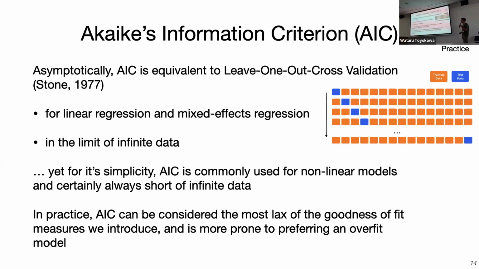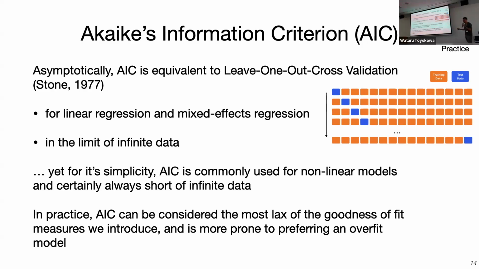But in practice, asymptotically, so at the limit of infinite samples, AIC is actually equivalent to leave-one-out cross-validation, right? And this is true for linear regression and mixed effects regression. So general linear regressions, okay? And this is in the limit of infinite data, okay?